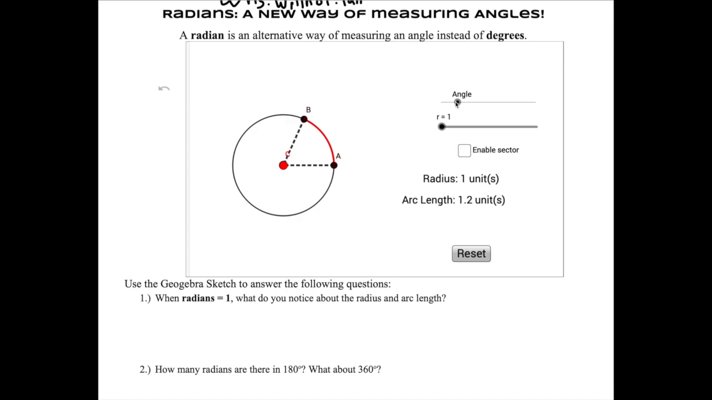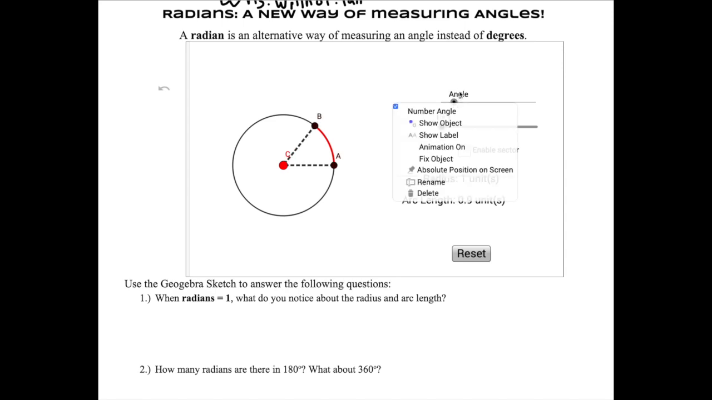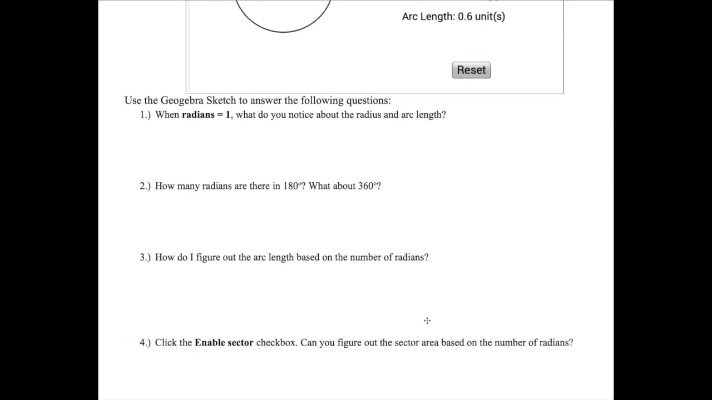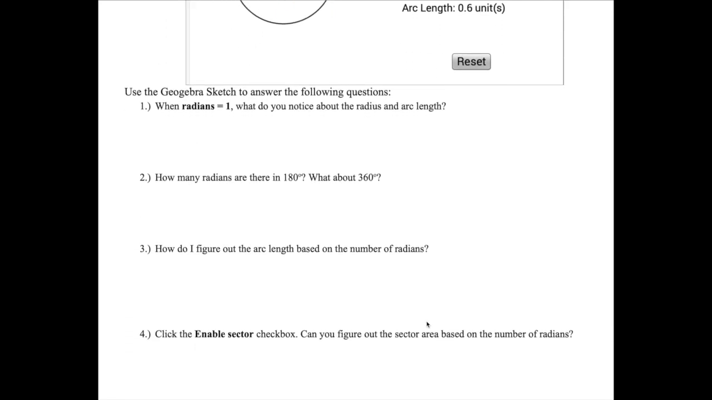When the radians equals 1, so get your angle to be equal to 1. When radians equals 1, what do you notice about the radius and the arc length? How many radians will we get when this is equal to 180? What about 360? So slide the angle around and try to figure that out. Then, how could you figure out the arc length based on the number of radians?